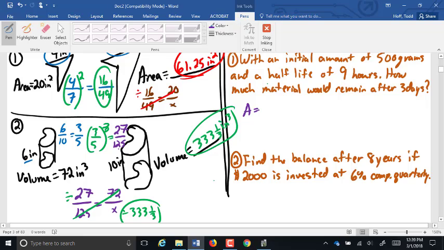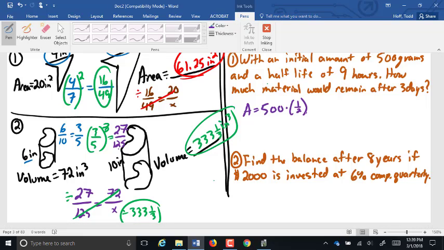The amount that we have is equal to 500, the initial amount, times 1/2 to the power of. Now our time is 3 days and our half-life is 9 hours. We've got a problem there, don't we? Convert it to hours. So 3 days is 72 hours over 9.